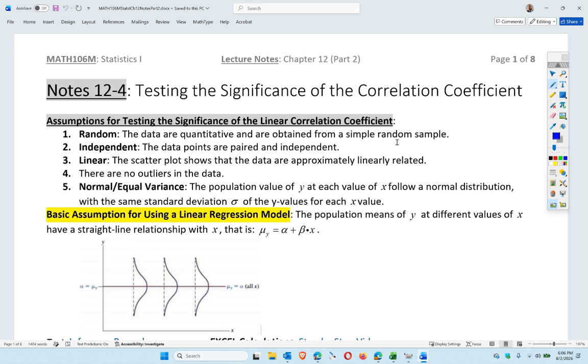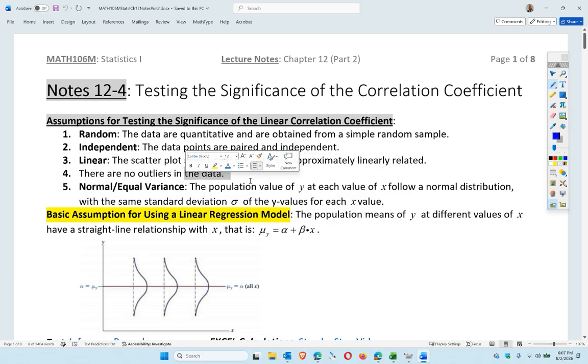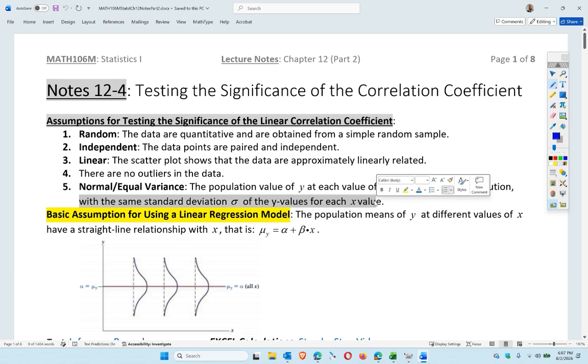So the last is to do correlation. The important things for linear correlation are, one, the data has to be random. Each point, or each coordinate, is selected randomly. They're independent, obviously. They generally show a linear pattern when you do the graphing. The outliers have been taken out. Normal equal variance: the population of x at each value of y, and y at each value of x, follows a normal distribution with the same standard deviation, basically the population of y for each value of x.